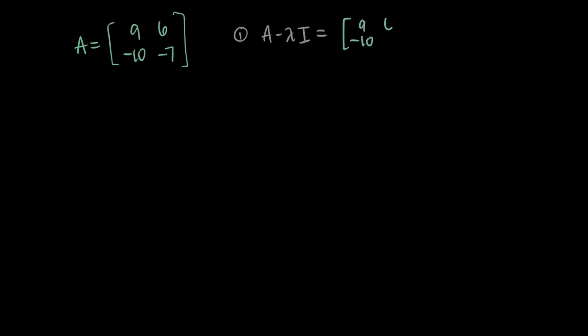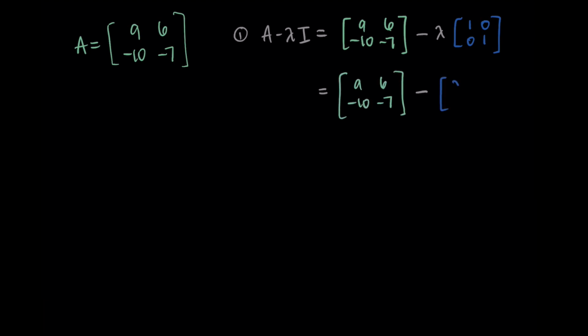Alright, so let's start with matrix A. Our first step is to write the matrix A minus lambda I. So I take A, 9, 6, -10, -7, and I subtract lambda times the identity, 1, 0, 0, 1. So I just need to simplify. I distribute lambda into that identity, so I have lambdas on the diagonal, and then I combine the matrices.